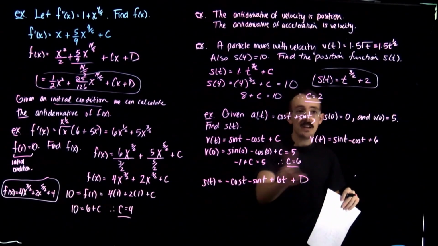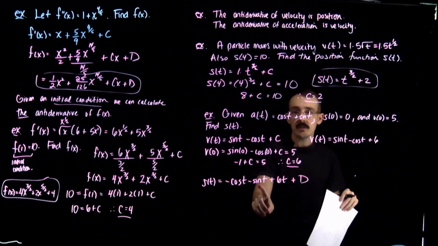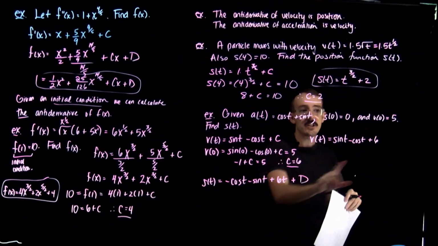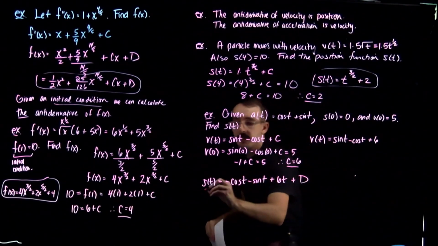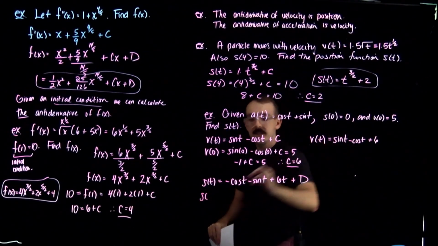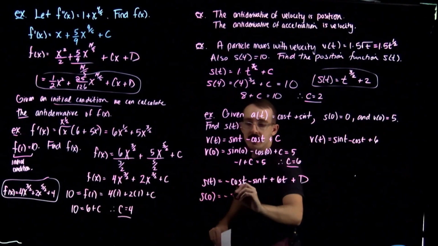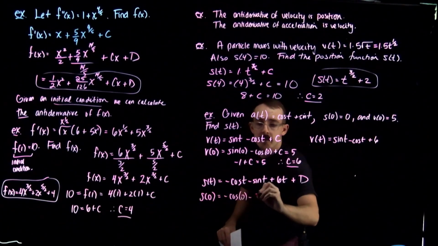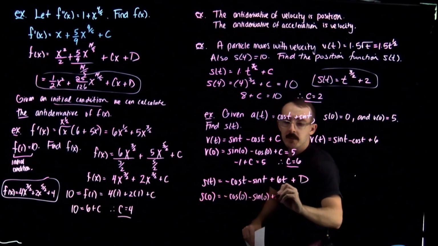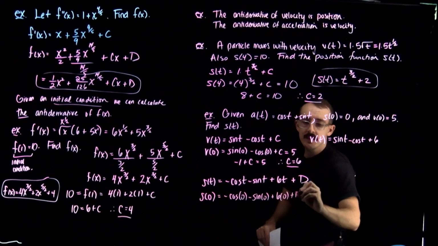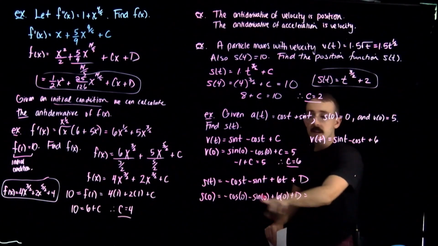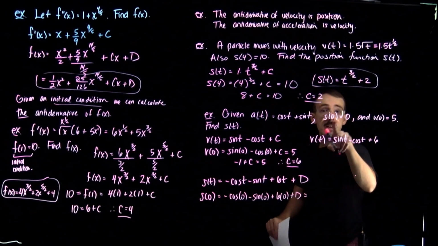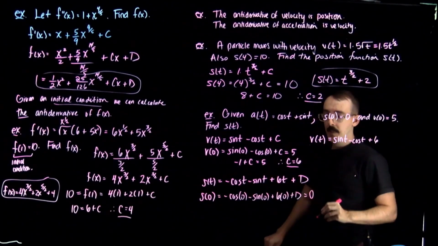Derivative of cosine is negative sine. That gets me back here. Derivative of sine is cosine. So I'm good here. Derivative of 6t is 6, I checked that. Let's use our final initial condition. So s of 0 is going to be negative cosine of 0 minus sine of 0 plus 6 times 0 plus the constant d. And when you plug in 0 to the position, it's supposed to be 0. That's the initial condition.